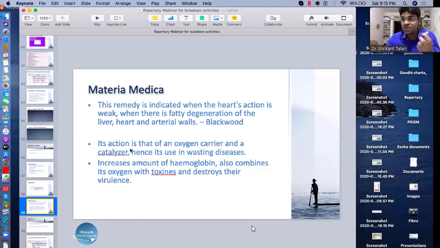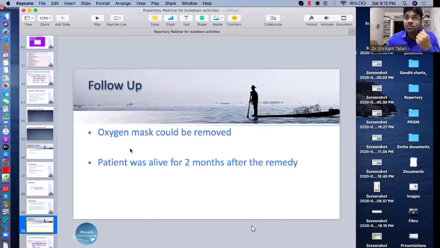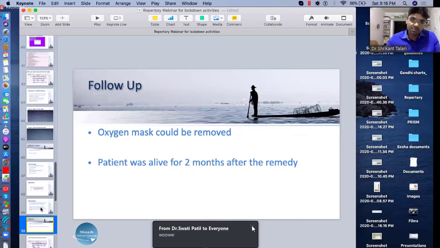So this patient, after Vanadium 200 BD, which I gave her for almost 1 month, within 1 week to 10 days, her oxygen mask was removed. She got discharged. She came home. She lived well for 2 months. After 2 months, she expired. See, you have to understand this was a very advanced case. So my role was mainly palliation, right?